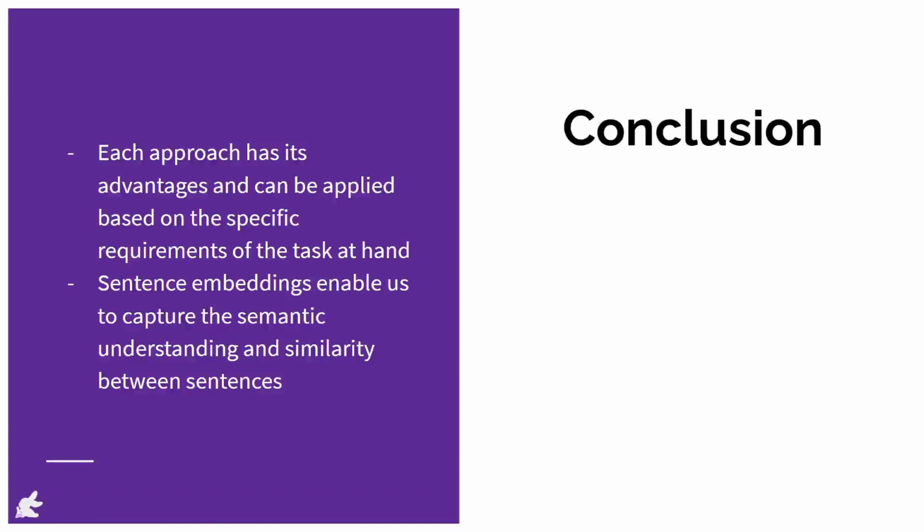In summary, sentence embeddings can be obtained through pooling strategies, by using the first token in language models like BERT, or by training or fine-tuning models like Sentence BERT. Each approach has its advantages and can be applied based on the specific requirements of the task at hand. These sentence embeddings enable us to capture the semantic understanding and similarity between sentences, opening up possibilities for a wide range of natural language processing applications.